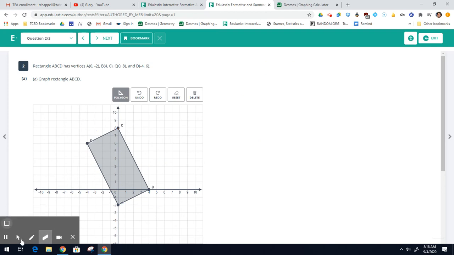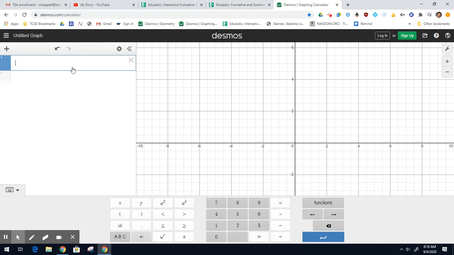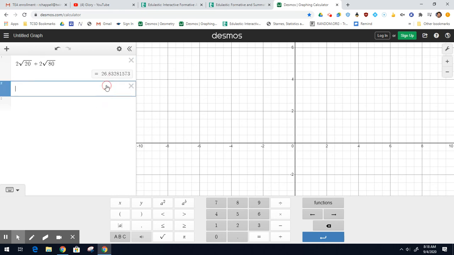Okay, so let's do it together. All right, so we're going to do 2 square root of 20, arrow to the right, plus 2 square root of 80. Okay, and that would be 26.8. That's my perimeter. And now I'm going to do square root of 20, arrow to the right, times square root of 80. And that's a nice even 40.